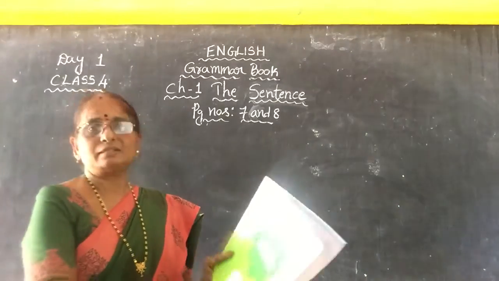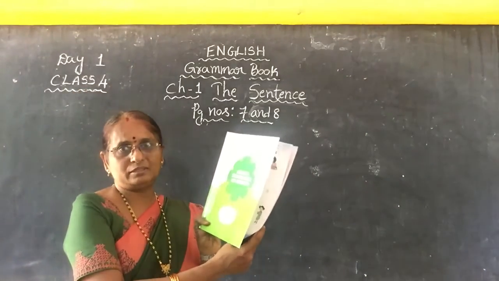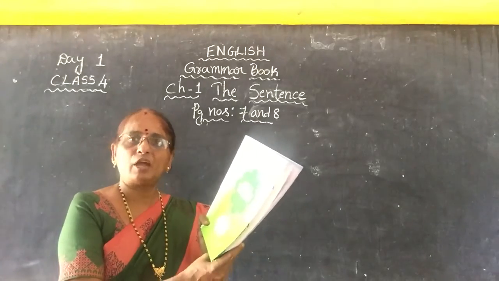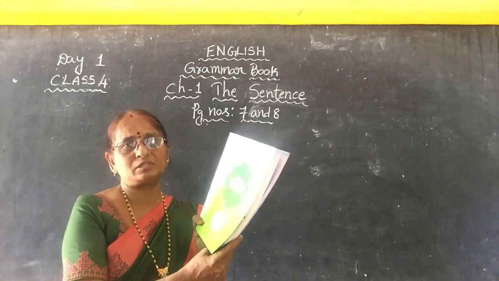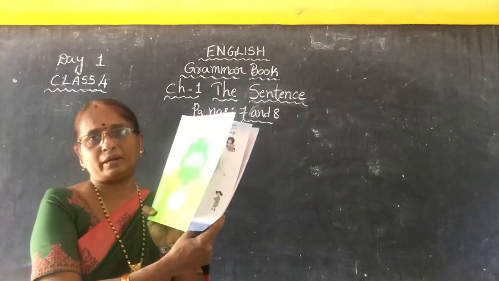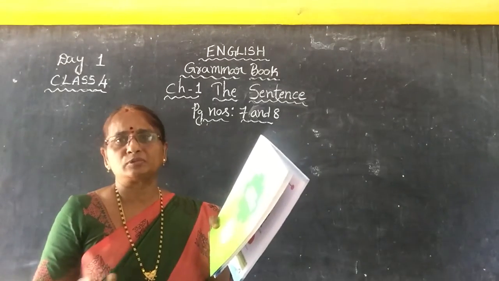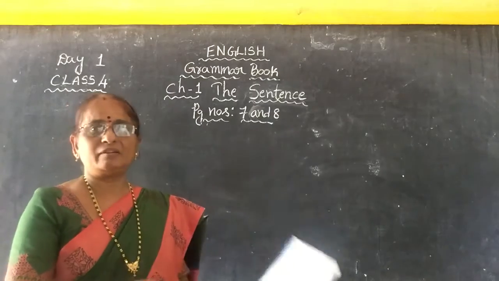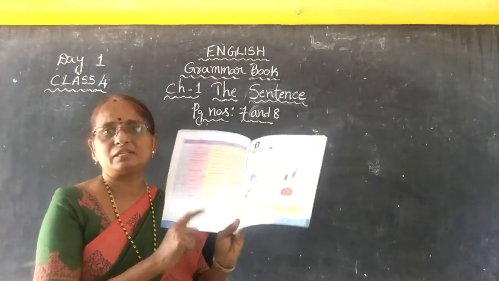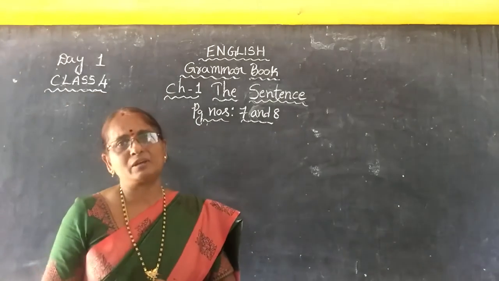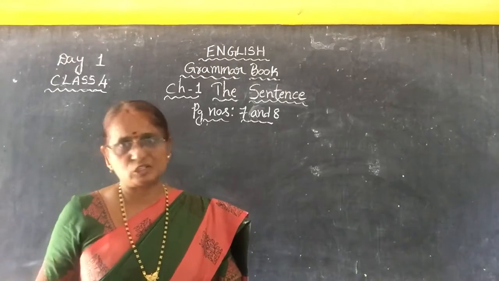See children, this is our English grammar book. We have a separate grammar book, children, separate from the textbook. In the textbook, term 1, term 2, and term 3 books are there. After completion of each and every lesson there will be a separate grammar section in the textbook. That is called textual grammar.